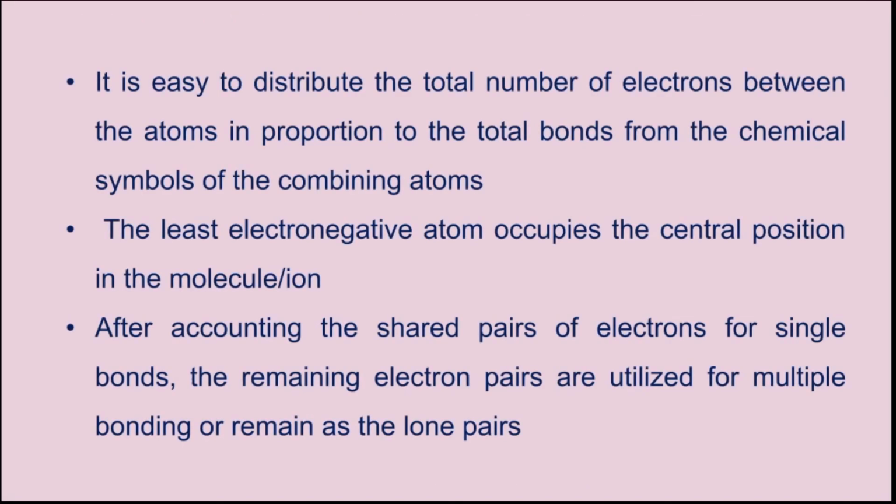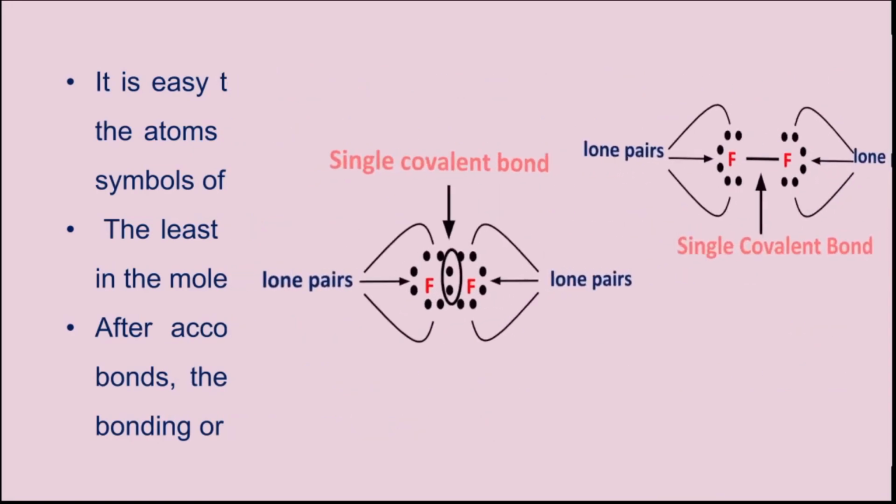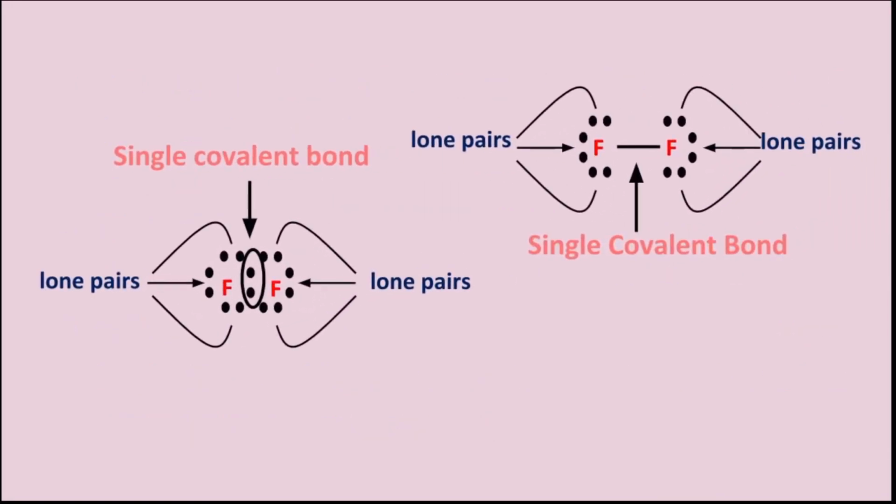It is easy to distribute the total number of electrons between the atoms in proportion to the total bonds formed by writing the chemical symbols of the combining atoms. The least electronegative atom occupies the central position in the molecule or ion. After accounting the shared pairs of electrons for single bonds, the remaining electron pairs are utilized for multiple bonds or remain as lone pairs. Here you can see how a single covalent bond is formed between 2 fluorine atoms.